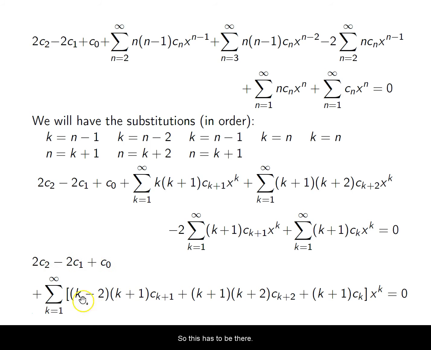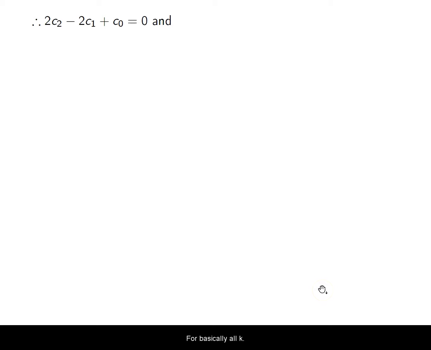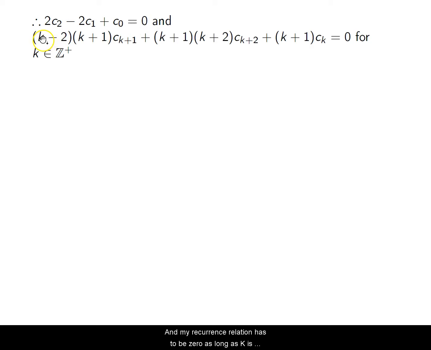So this has to be 0, and this general term has to be 0 for basically all k, right? So I get that the constants I pulled out are 0, and my recurrence relation has to be 0 as long as k is a positive integer. Remember, Z is the set of integers. Plus means I'm looking at the positive integers, 1, 2, 3, 4, etc. All right. So I have that this is 0, and then I have that this is going to be 0.